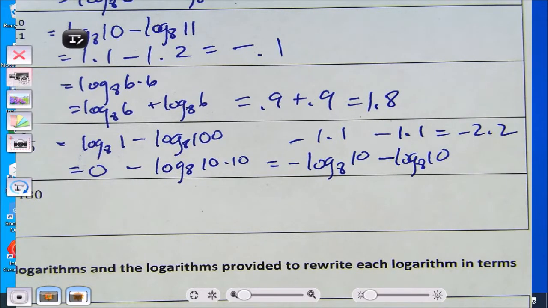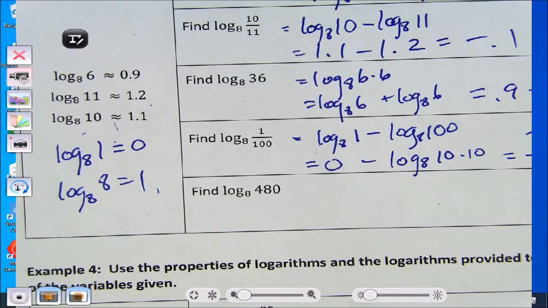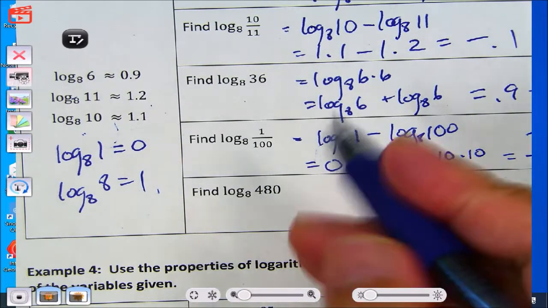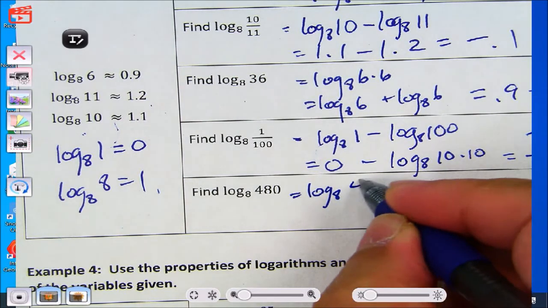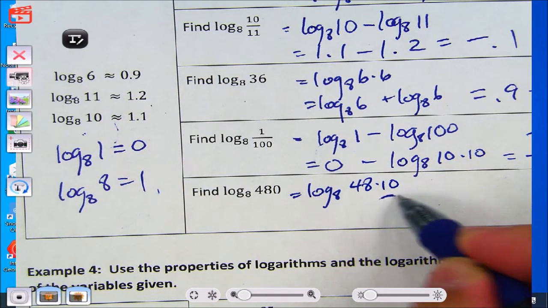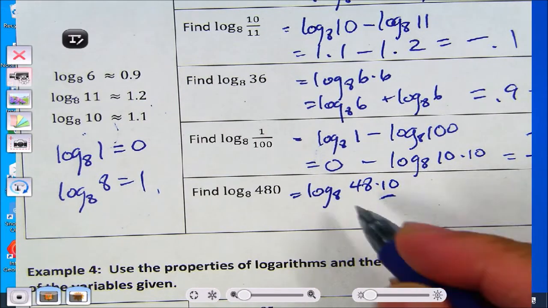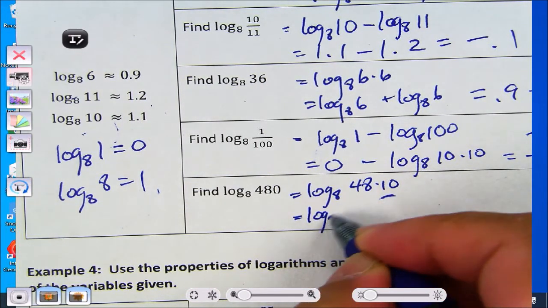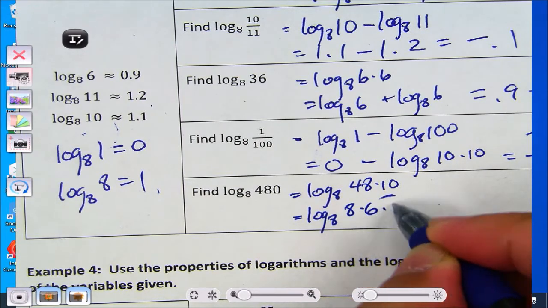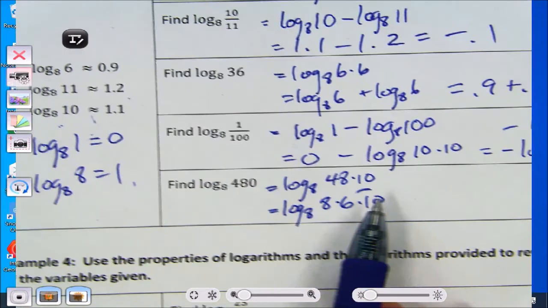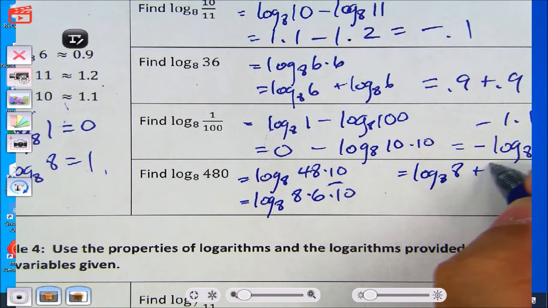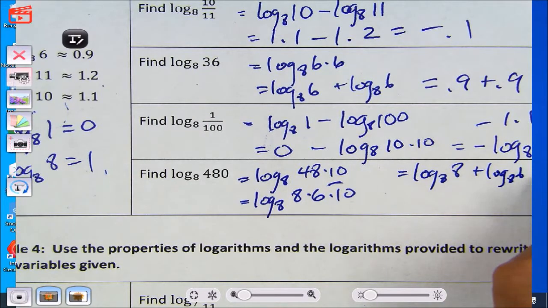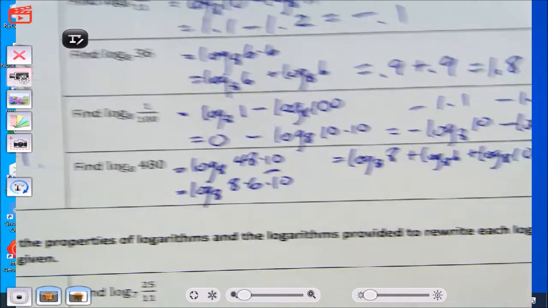Alright. Okay, let's go on to 480. So, what can I do to rewrite 480? 48 times 10. That's good. Alright, so I have a 10, but I don't have a 48 on the left list. So how can I rewrite 48? 8 times 6, or 6 times 8. Either one is good. So now I can rewrite all of that as addition. So that's log base 8 of 8 plus log base 8 of 6 plus log base 8 of 10.